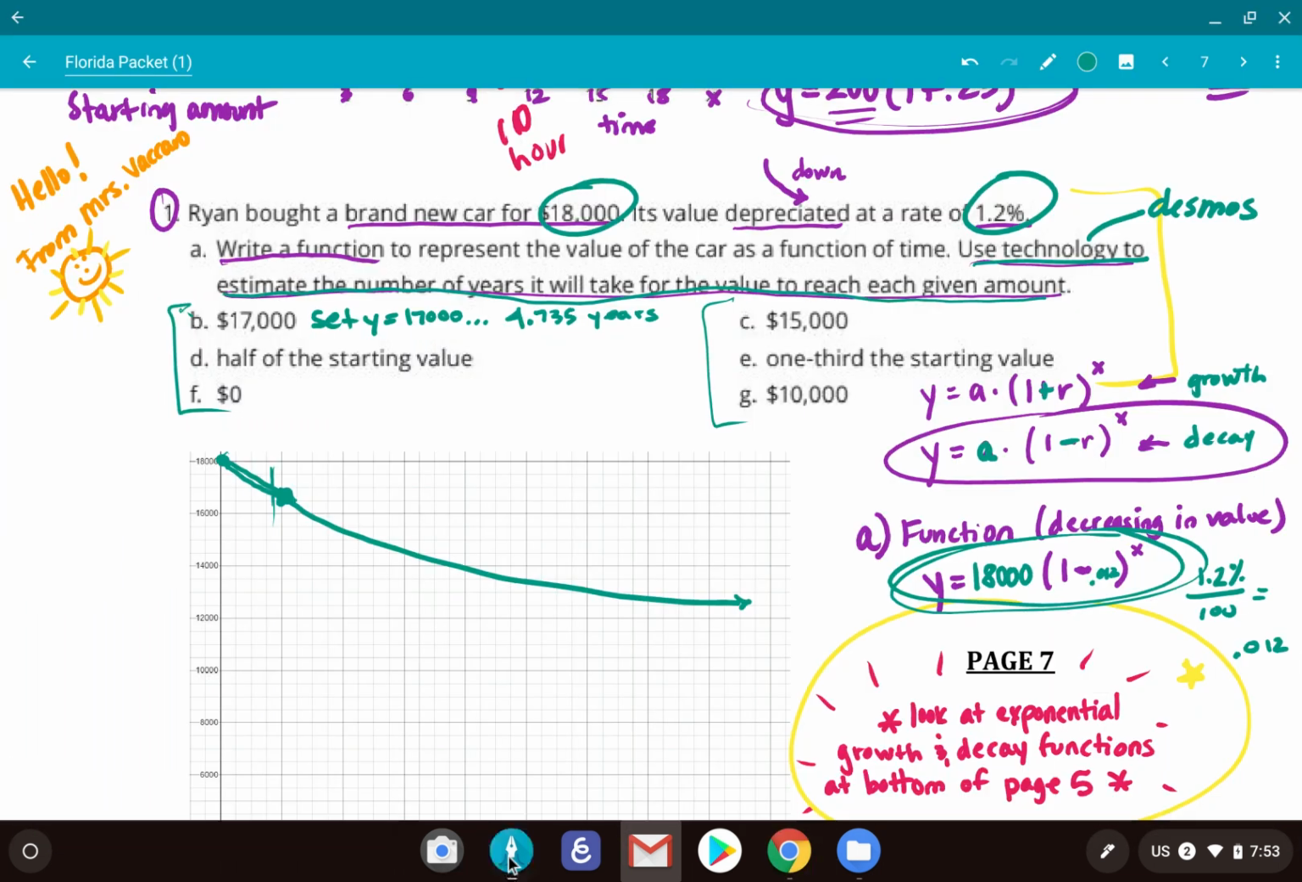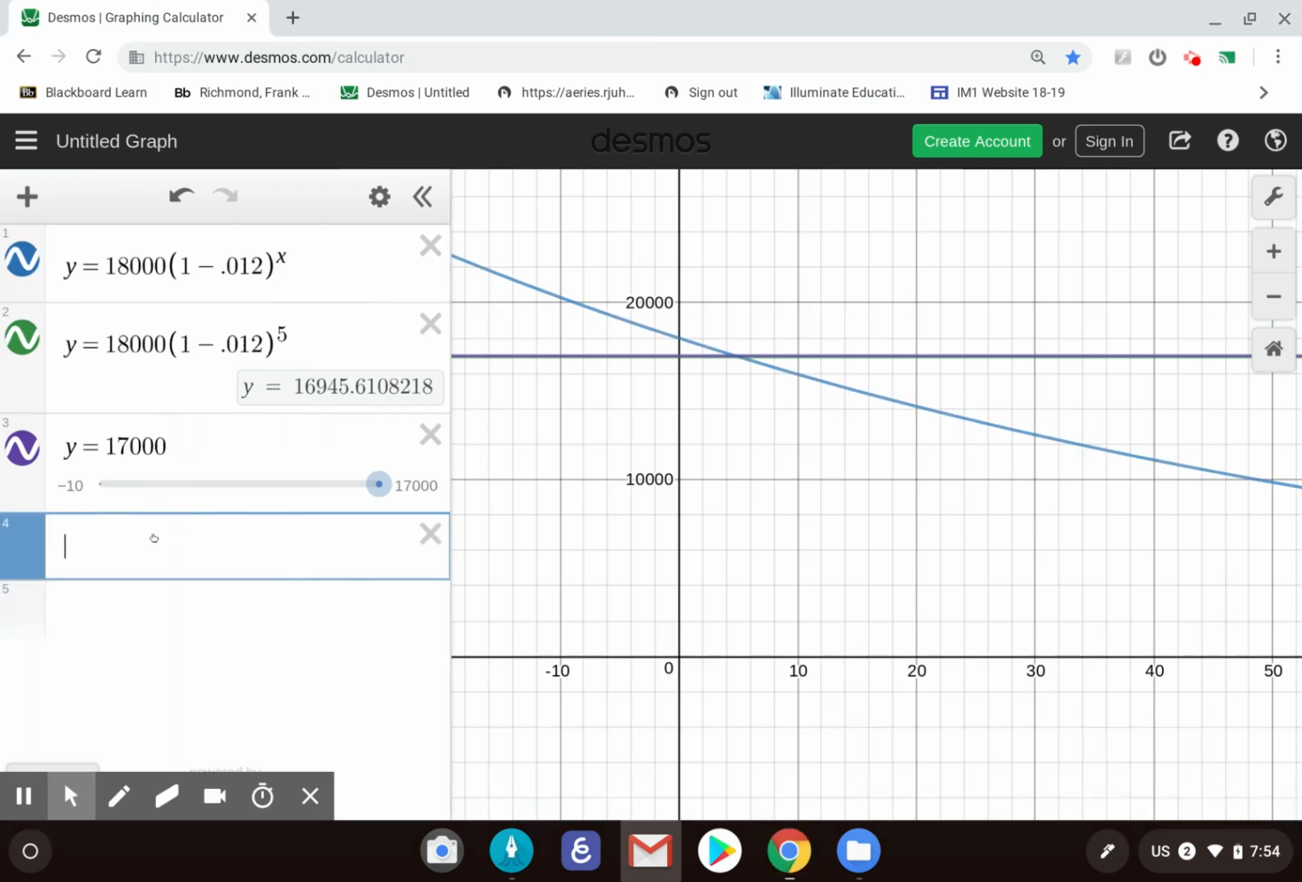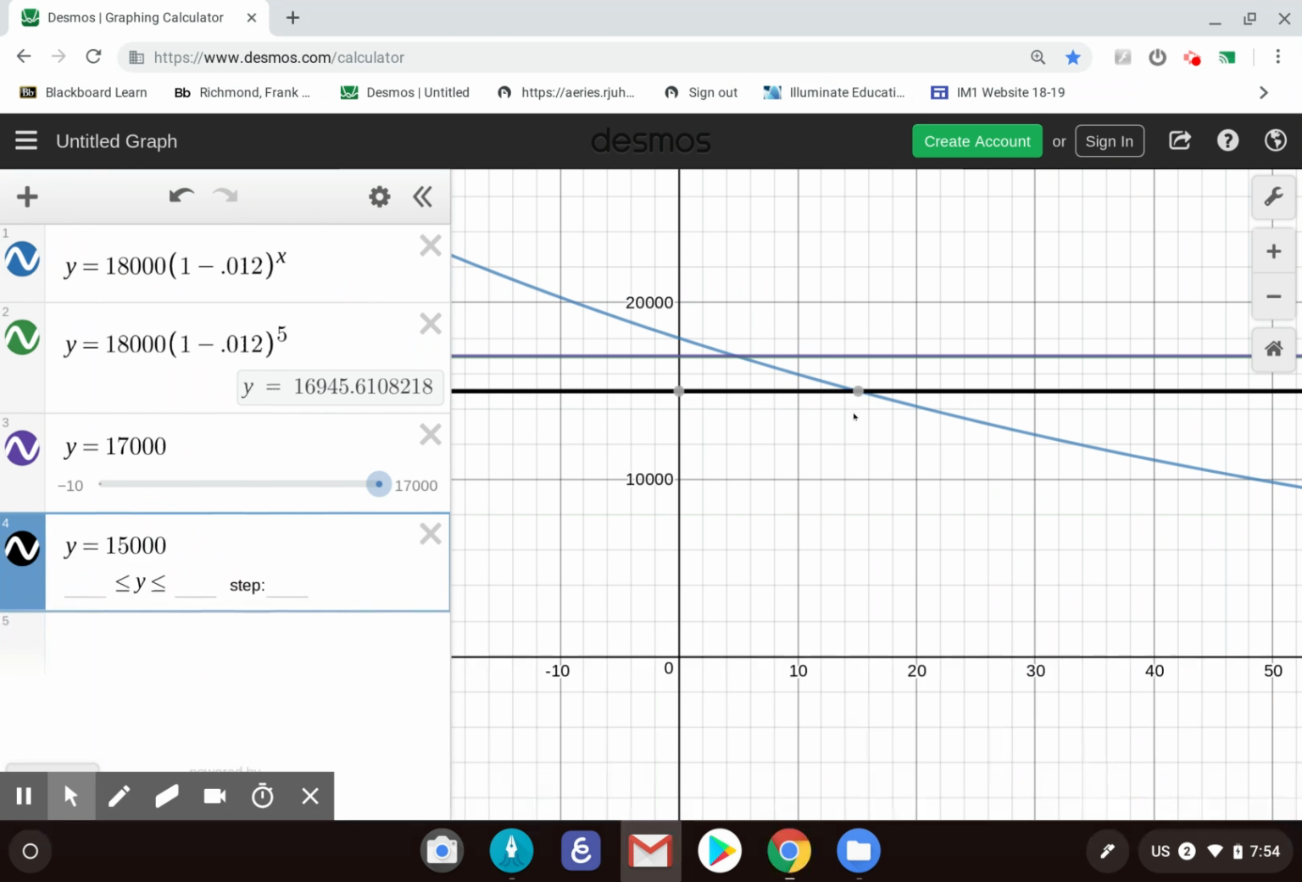And then let's look at the next question. For C is 15,000. So we're going to set Y equal to 15,000. And we're just looking for where they intersect. So I could do Y equals 15,000. And I can see that the car's going to be worth $15,000 in just over 15 years. So 15.1 years.